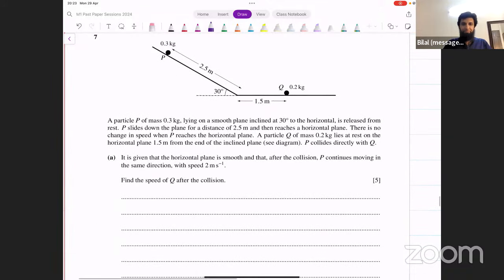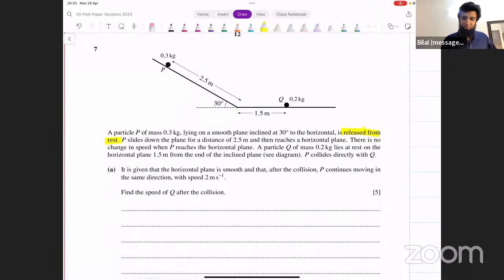Question number 7. It says a particle P of mass 0.3 kilograms lying on a smooth plane inclined at 30 degrees to the horizontal is released from rest. It's on a smooth plane and its mass is 0.3 kilograms. Its initial velocity is 0 meters per second. It slides down the plane for a distance of 2.5 meters and then reaches the horizontal plane. There is no change in speed when P reaches the horizontal plane.